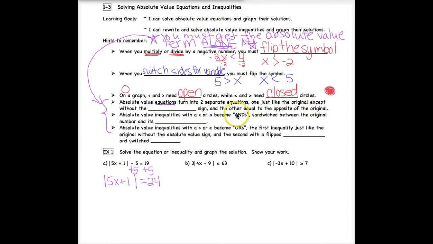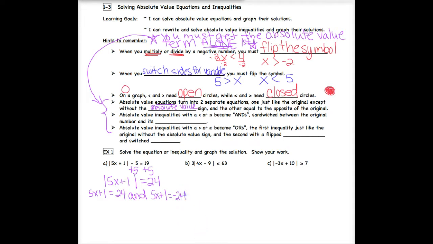One is going to be just like the original, except without the absolute value sign. So I am essentially going to copy exactly what I had in the step above, except no absolute value signs. So there we go. Then between, I'm going to write "and." The other one is going to be equal to the opposite of the original. So that means the left side is going to stay the same. It's still 5x plus 1. But instead of equal 24, it's going to be equal to the opposite of that, which is negative 24.